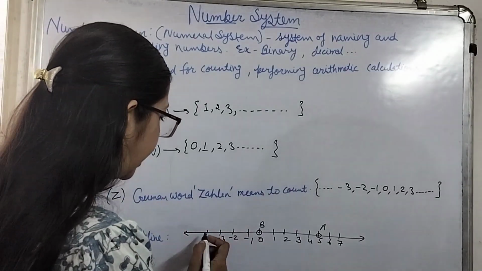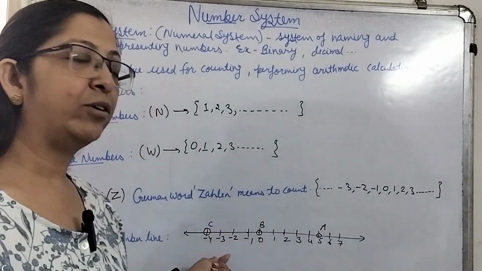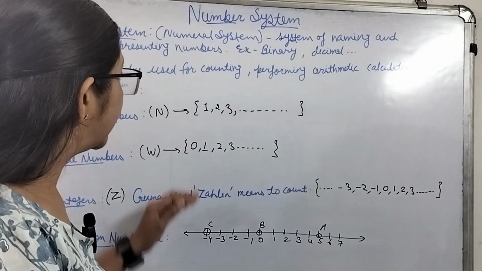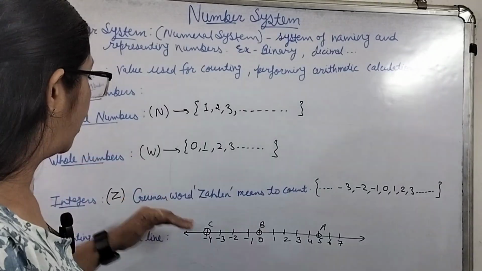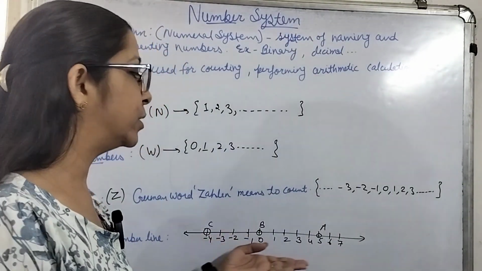Similarly, we can take any number, say -4 also. Suppose this is C. So this point C represents -4. So all these, your natural numbers, your whole numbers, your integers, can be represented very easily on the number line.